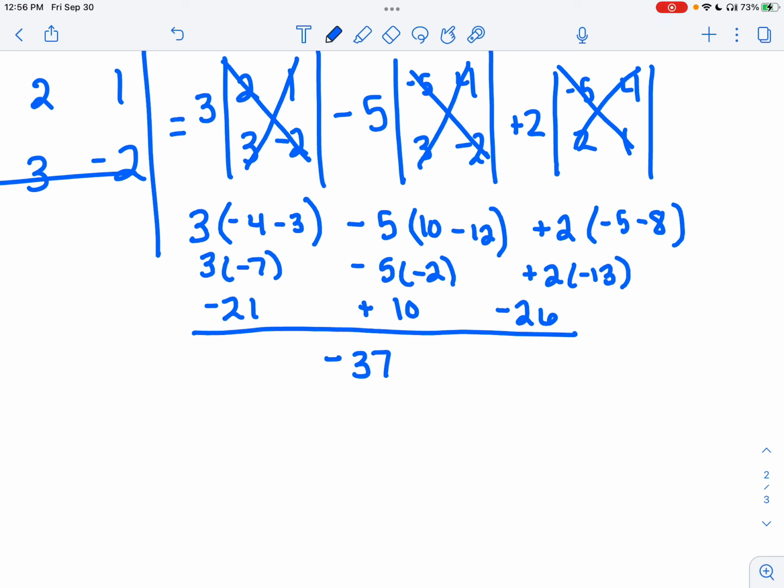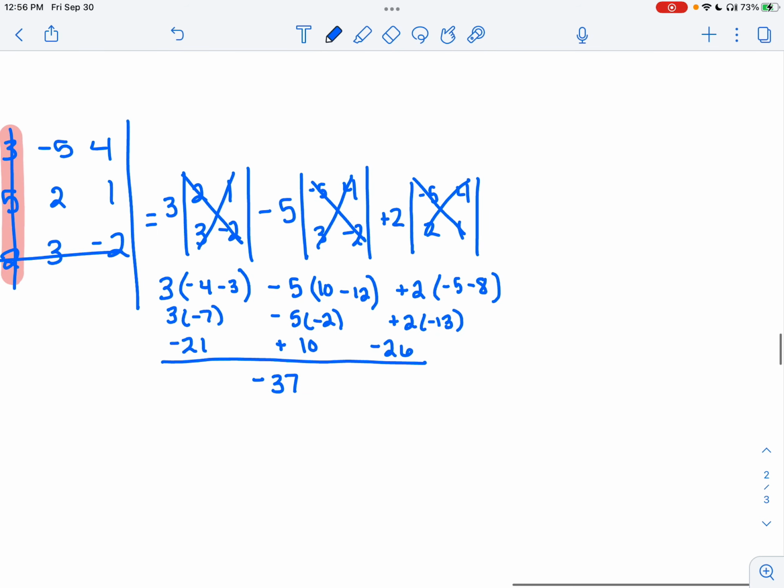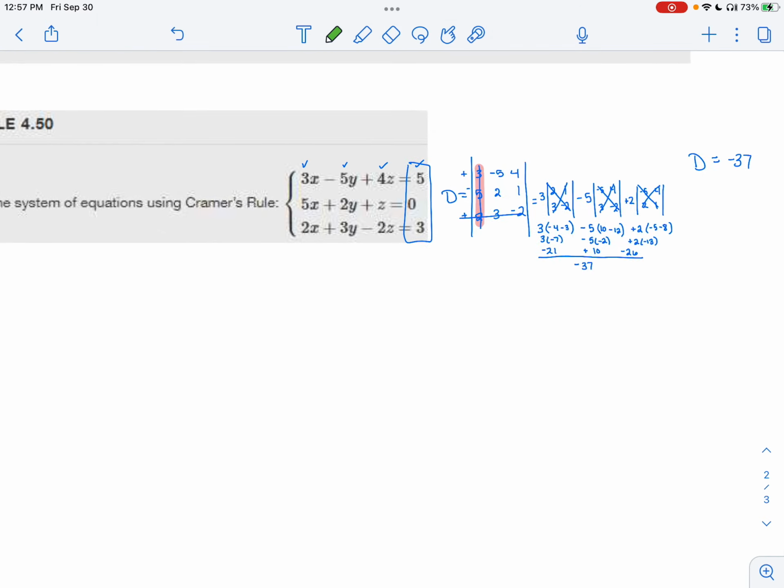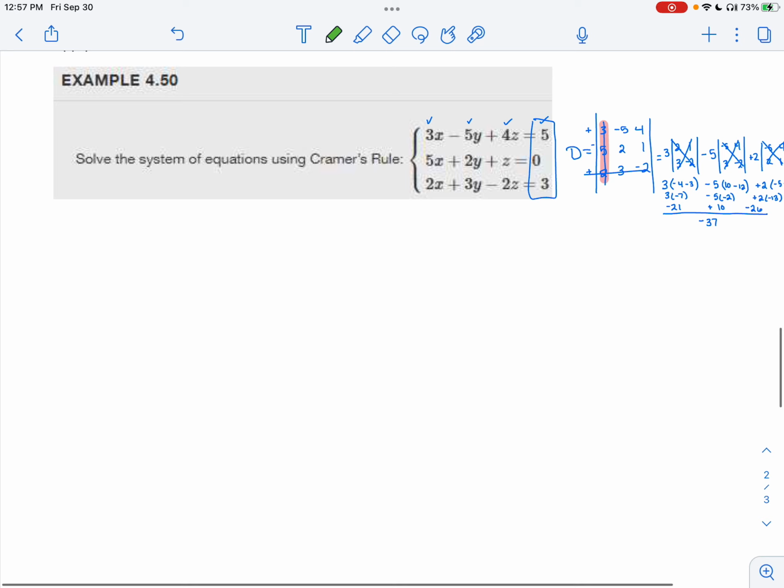I think I have the answer here. I'm just going to double check that I got that part right. Good, that is correct. All right, so I'm just going to over here on the side, I'm going to write D equals -37 so I don't lose it. I'm going to change colors. Okay, and over here I'll do the X one, so I'll do dx.